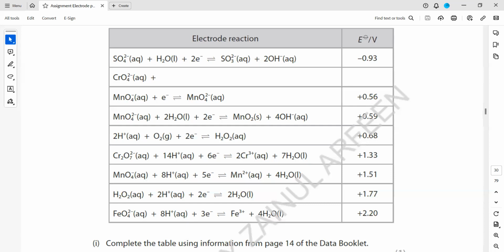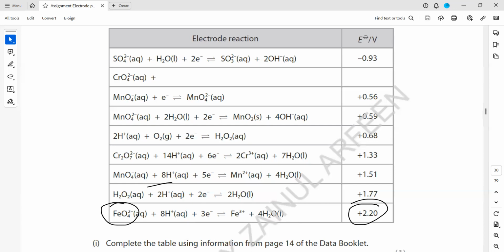So it should have a higher positive value. So which is having the highest positive value? This is having the highest positive value. So which is the strongest oxidizing agent? FeO4 with a charge of -2 is the strongest oxidizer.